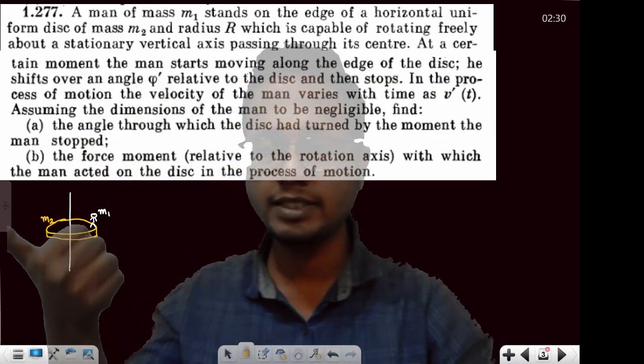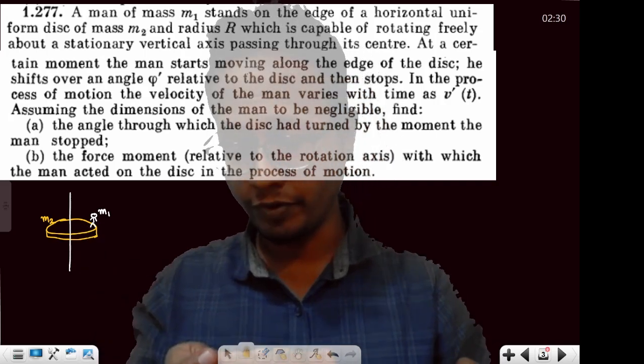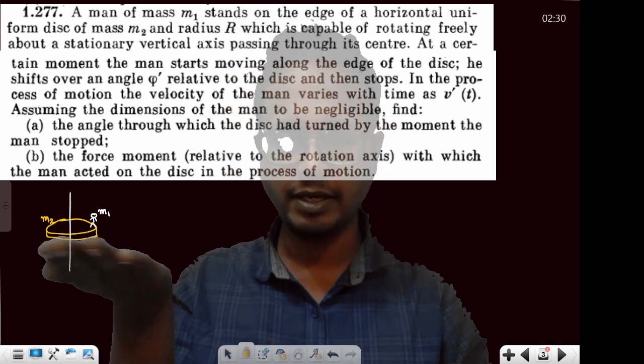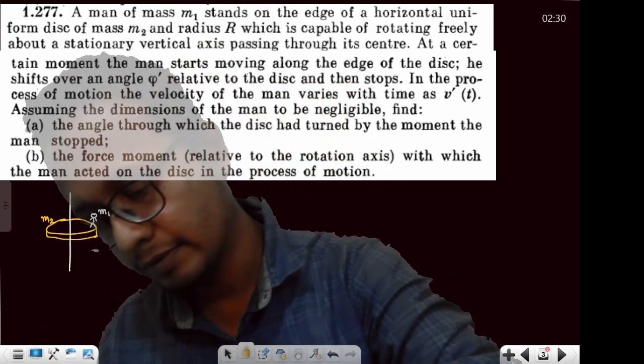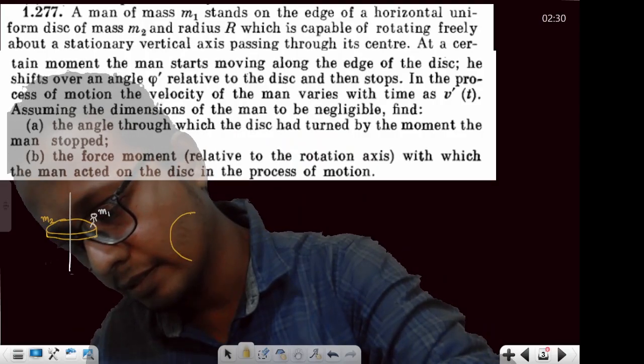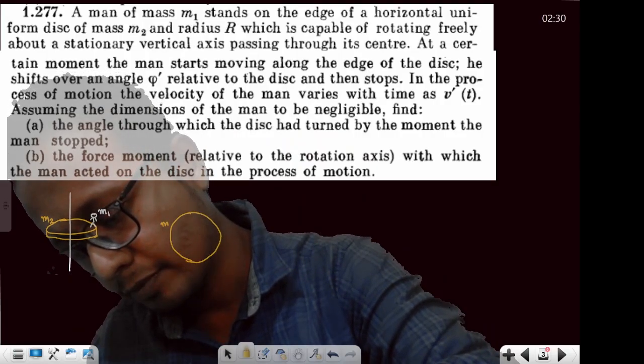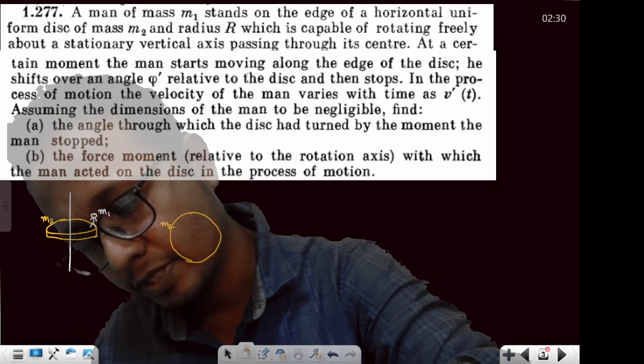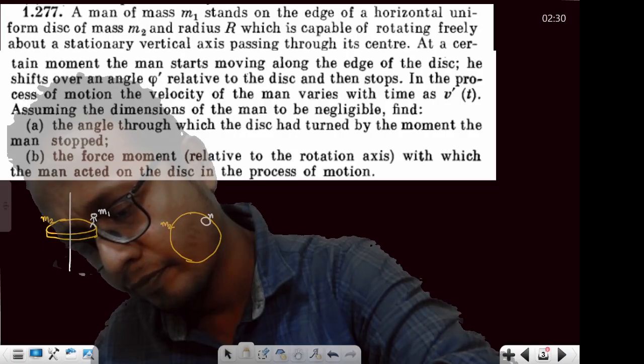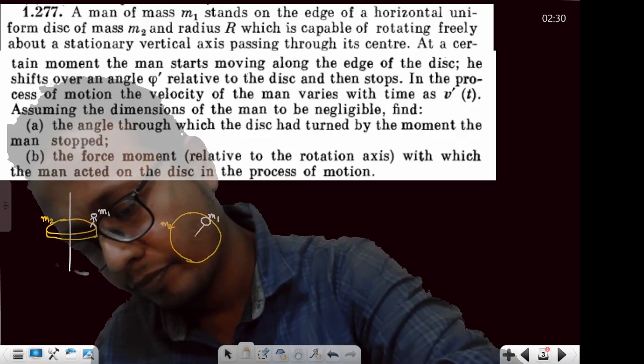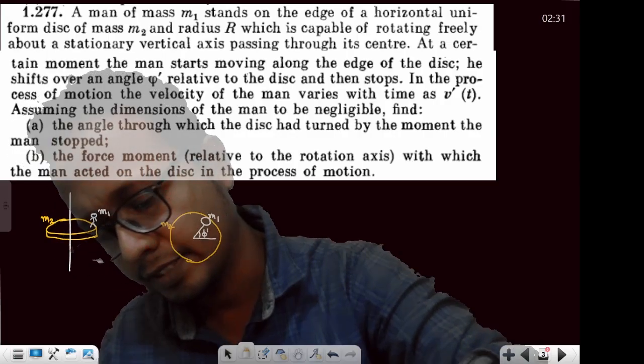Now say I'm seeing this disk from the top view. This disk was kept in the horizontal plane, and I'm seeing it from the top view like this. So this is the disk of mass M2, and the person of mass M1 has moved through an angle phi, with phi dash related to the disk.